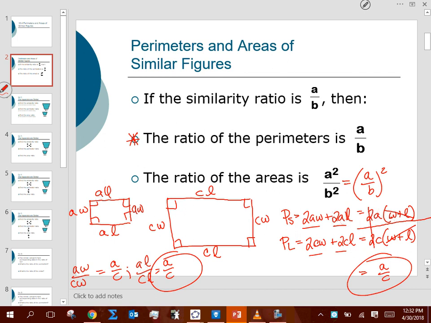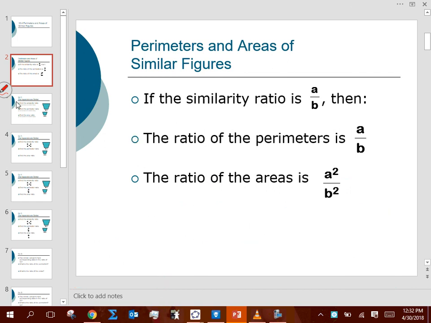So whatever the similarity ratio is, and I'm saying similarity ratio, but that's another kind of synonym for scale factor, it is the same as the ratio of the perimeters. And then if I square that ratio, that is the ratio of areas. Okay? So I'm going to use that relationship here to help us go through some practice questions. Should not be too difficult here.